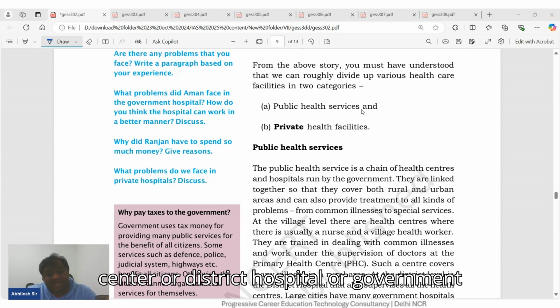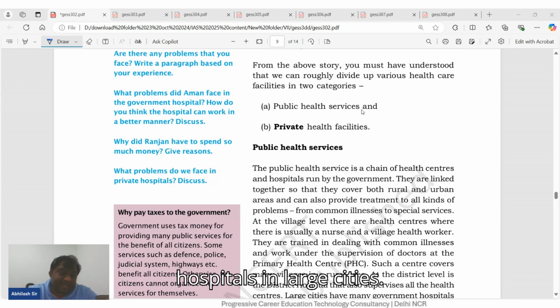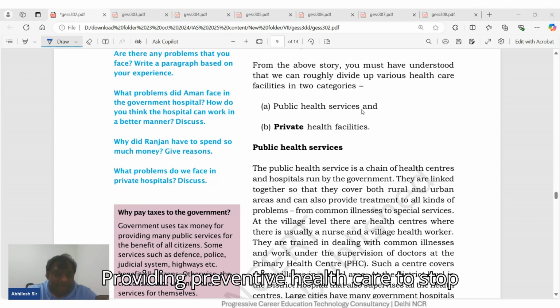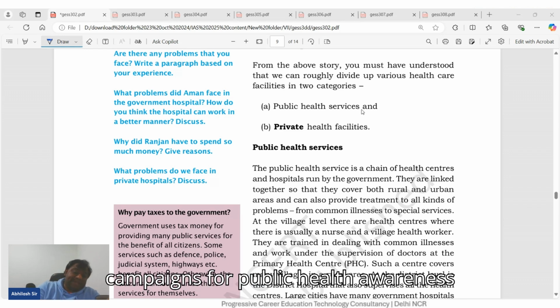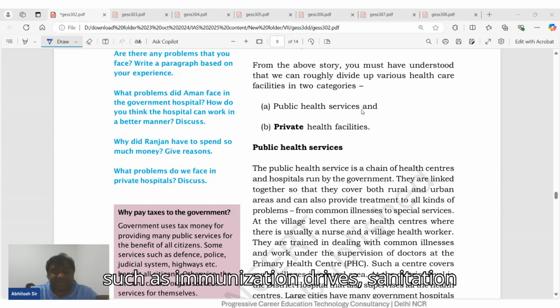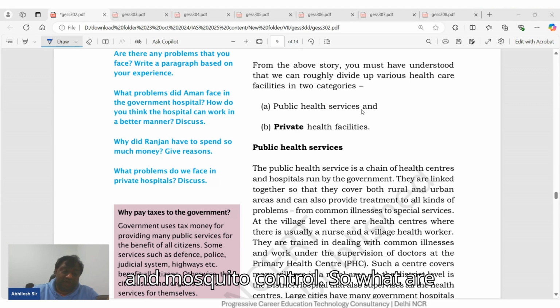A primary health center, district hospital, or government hospitals in large cities provide preventive healthcare to stop the spread of diseases like malaria, TB, cholera, etc., ensuring the availability of medical care during emergencies, and promoting campaigns for public health awareness such as immunization drives, sanitation, and mosquito control.